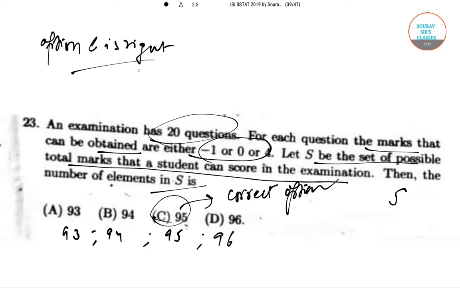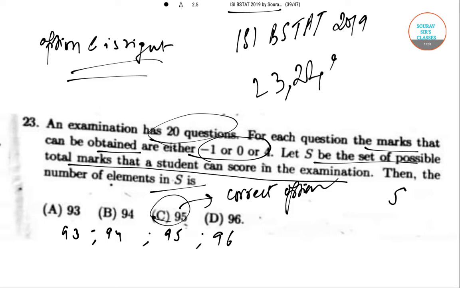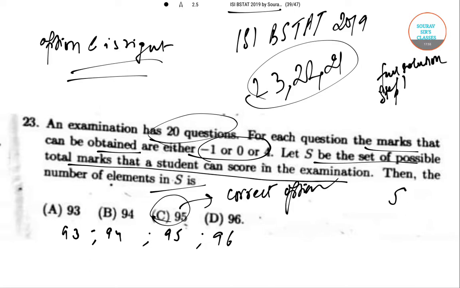So in this video we have solved three questions from ISI BSTAT 2019. Here at Sophos classes, the three questions we solved are 23, 22 and 21. I hope you all understood this video and everything is there in your mind. We have given you the complete solution with step by step explanations.